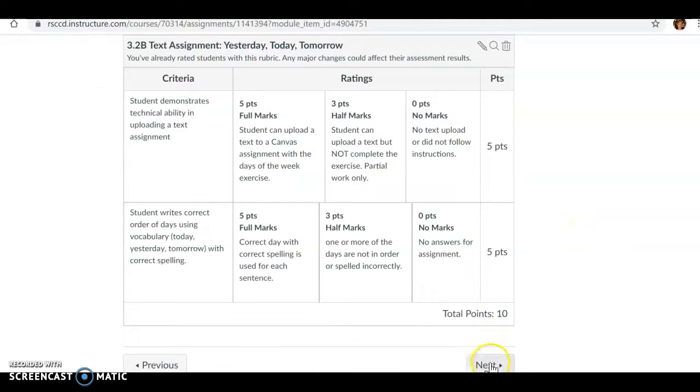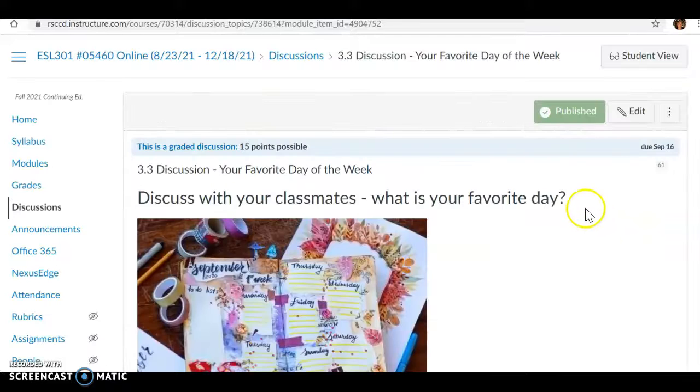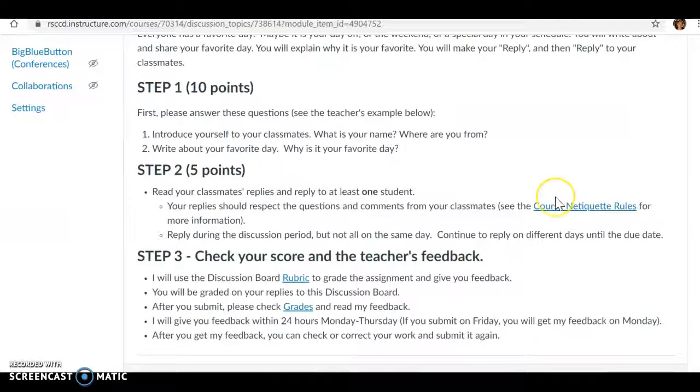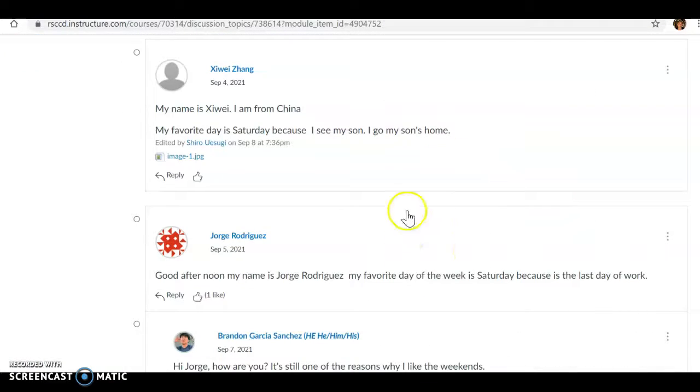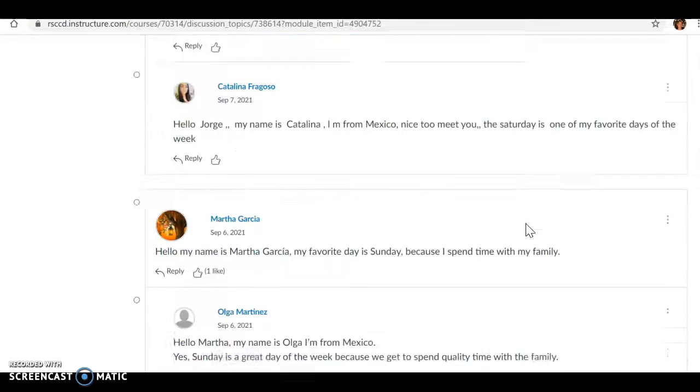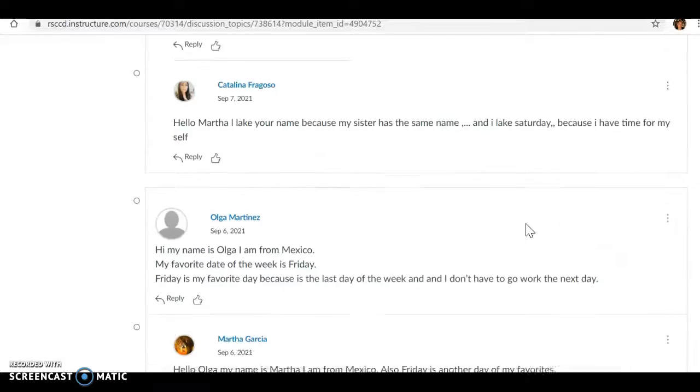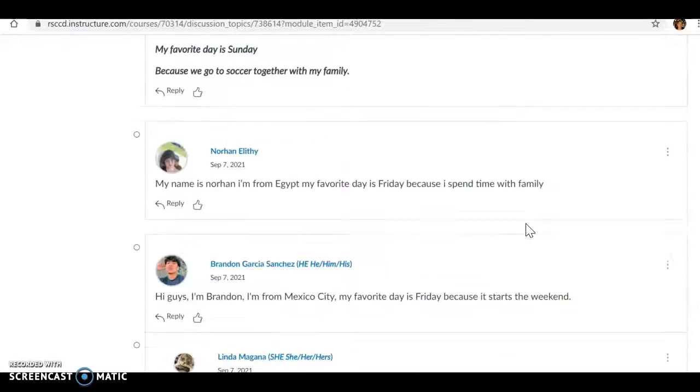After this, they go to the discussion and they discuss their favorite day, practicing their writing skills, communicating amongst each other, and making a thread in a social network. So reinforcing their technical skills here too.